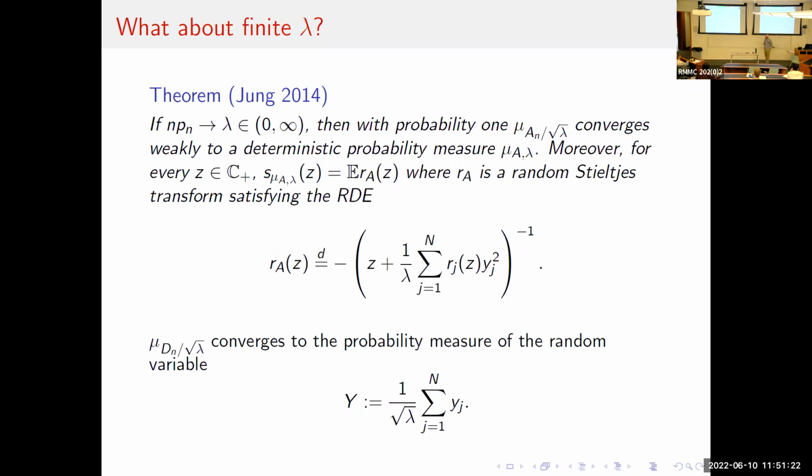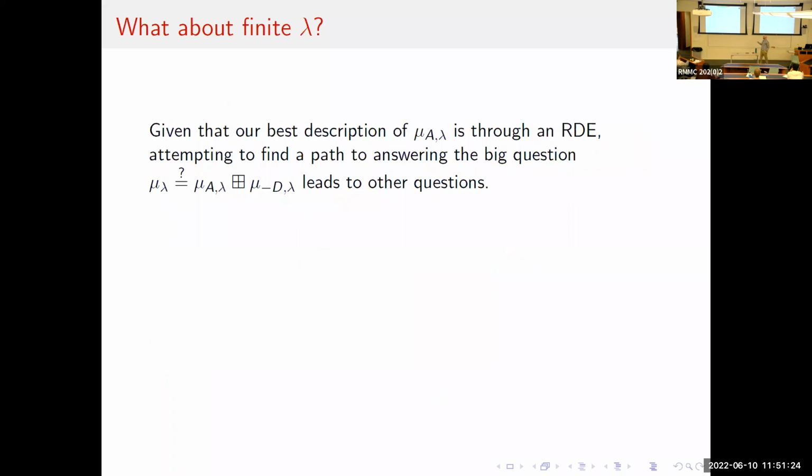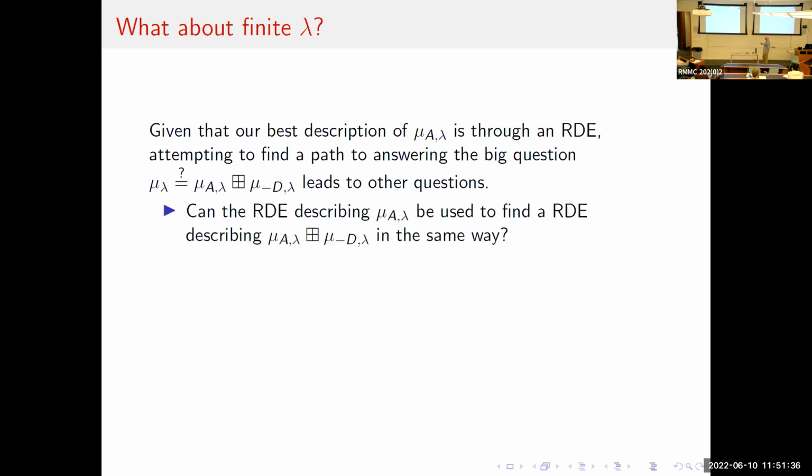Okay, next slide's the last, so we're going to get out of the conference on time. Okay, so given that our best description of mu A lambda is through an RDE, attempting to find a way to answer the big question led me to some other questions. So the first is, can the RDE describing mu A lambda be used to find an RDE describing this free convolution in the same way? So this would be perfect because I have an RDE for mu lambda. So if I had an RDE for the free convolution, I could try to compare some solutions. That might be difficult in practice because you're talking about infimums over couplings of solutions and some kind of metric, but at least it would be clear what you should do next.